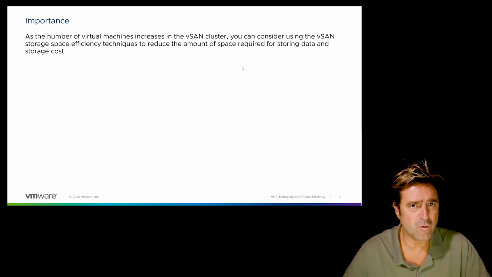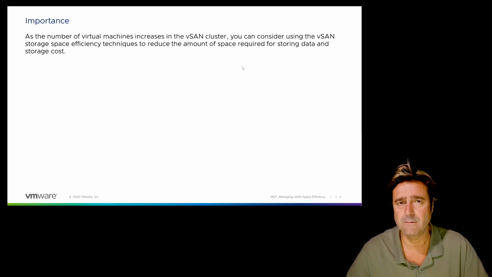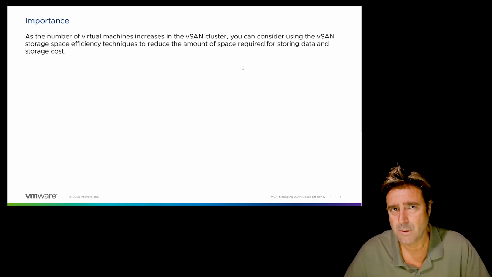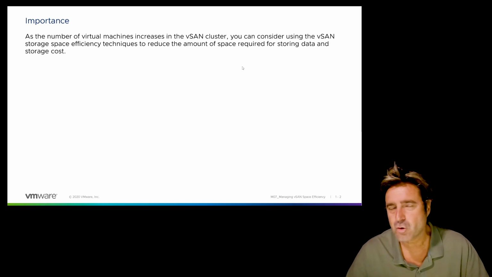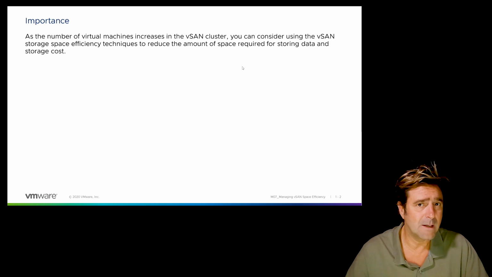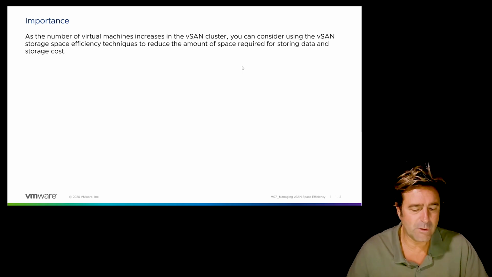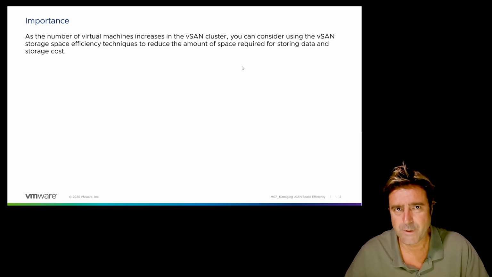Lastly, a few versions back, we introduced trim and map. Trim and map was introduced in 6.7 Update 1. And again, trim and map, still in 7.0 Update 1, has to be enabled using the RVC, the Ruby vSphere Console. So I'm going to show you how to do this. And not only that, I'm going to do a demo on how to use the RVC. In order to enable trim and map, you need to know how to connect to RVC and be able to run commands. So I'm going to do a full demo on the Ruby vSphere Console.